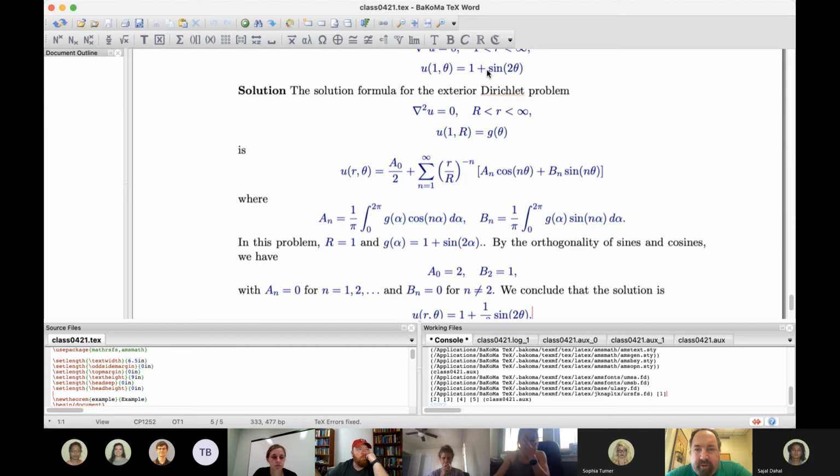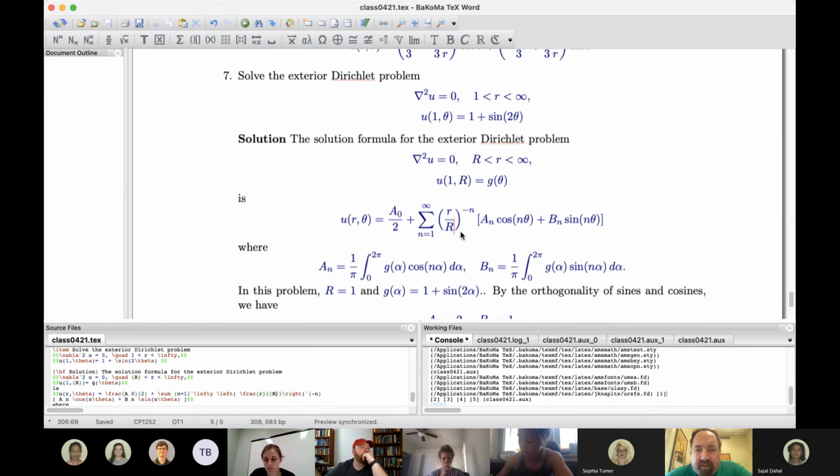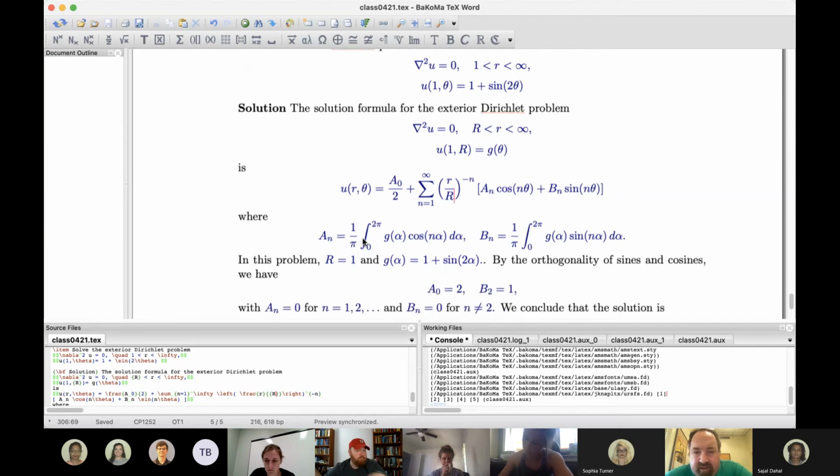It's just the boundary data with r to the -2 in front of this. Now, this is when the radius of your boundary is 1. If it's not 1, you have to take this into account. So this solution formula is meant for the exterior Dirichlet problem with any radius, capital R, serving as the boundary. So A's are your Fourier cosine coefficients of your boundary data, and then the Bn's are your Fourier sine coefficients of the boundary data.